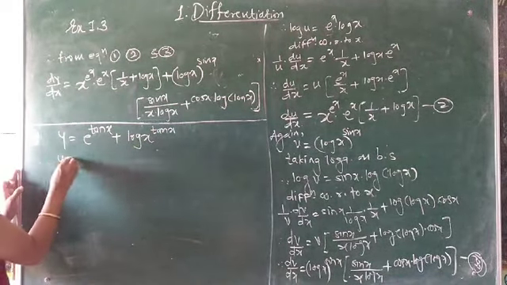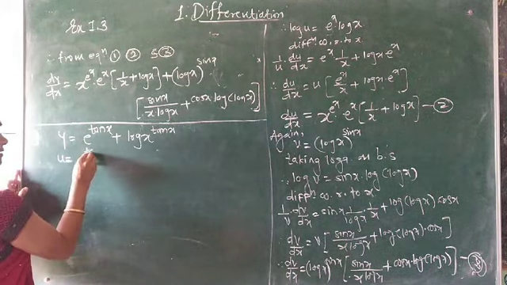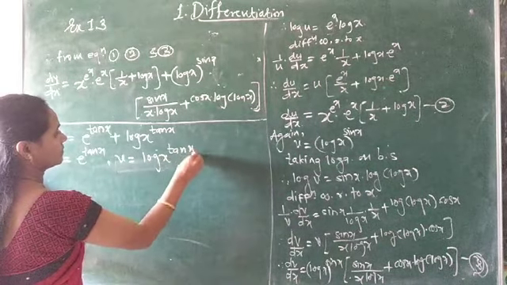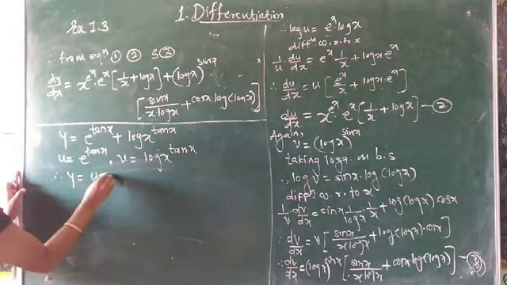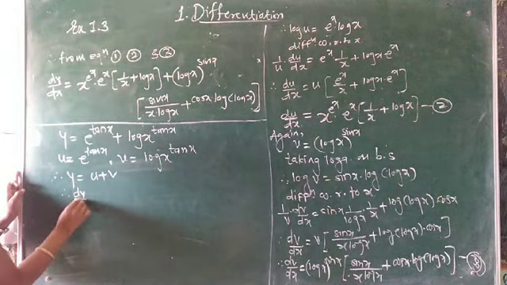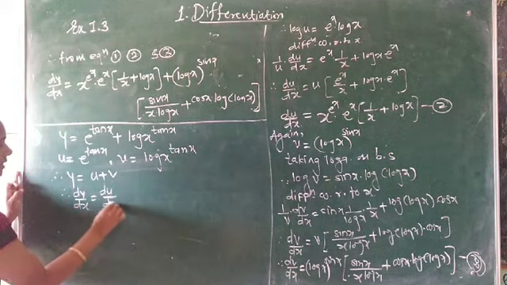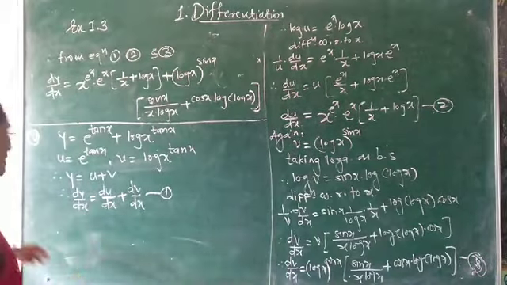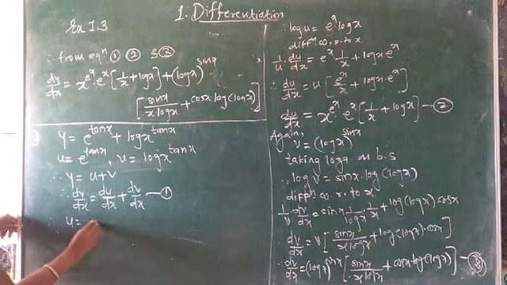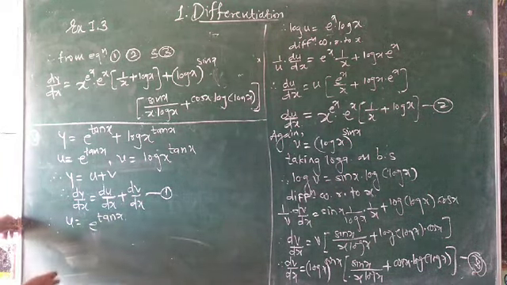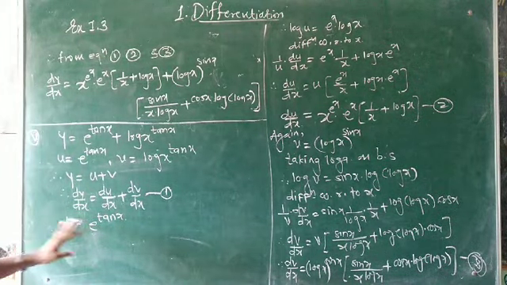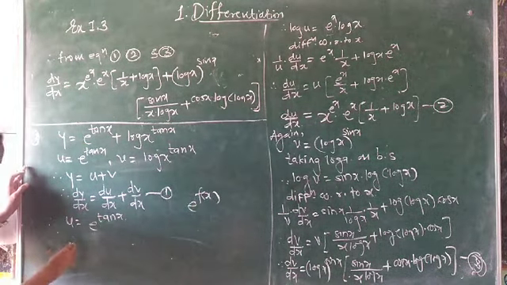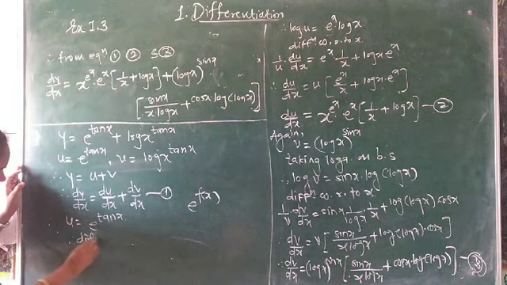Again here we can't apply logarithm directly, so take u is equal to e raised to tan x and v is equal to (log x) raised to tan x. Since again y becomes u plus v, therefore dy upon dx is equal to du upon dx plus dv upon dx. Say equation 1, and finding these two values. Let u is equal to e raised to tan x. Here we find the derivative of this e raised to tan x directly because this is in the form of e raised to f of x. So here we can't take logarithm, we take the direct derivative.